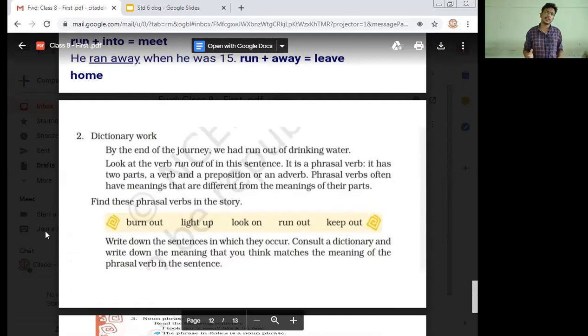So I'm not going to explain about this. You have to find out the meaning of these 5 phrasal verbs with the help of a dictionary, and you have to write the meaning in your notebook as a homework. Okay, so this is the first homework for today. Find out the meaning of these phrasal verbs: burn out, light up, look on, run out, and keep out. Okay, and it is good if you can write a sentence with this phrasal verb. It will be easier for you to understand. So write a sentence also with that phrasal verb. Okay, so this is a homework.